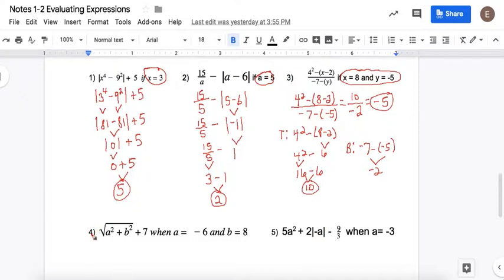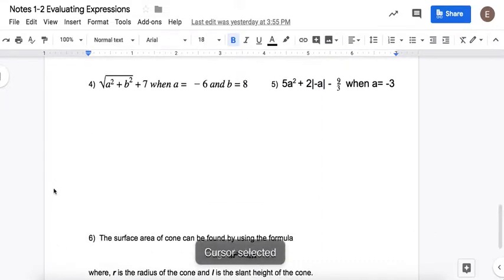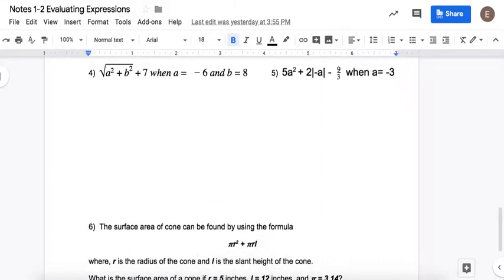Or even if it did end up as repeating, we could still leave it in fraction form. Okay, let's look at number 4. We're doing the square root when a equals negative 6 and b equals 8. So we're going to do the square root of negative 6. I'm going to put it in parentheses because it's a negative, and we're raising it to an exponent, plus 8 squared. Notice I didn't put this one in parentheses because it wasn't negative. And I'm going to put plus 7 outside of the square root.